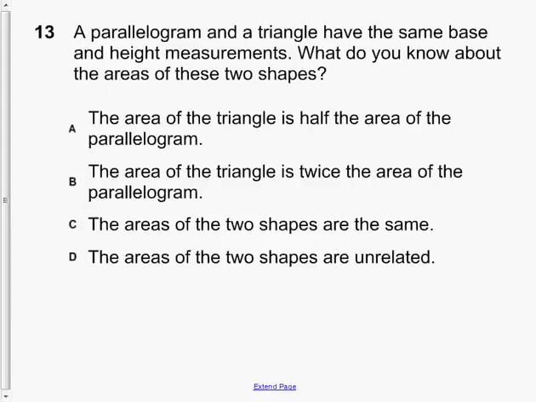And question 13, a parallelogram and a triangle, there's my question, have the same base and height measurements. What do you know about the area of the two shapes? The area of the triangle is half the area of the parallelogram, A. So 12 and 13 I had backwards when I corrected them. I apologize. So your answer for that one is A as well.